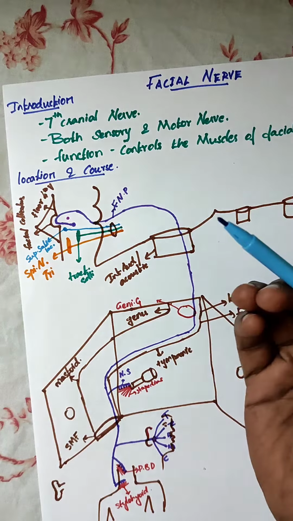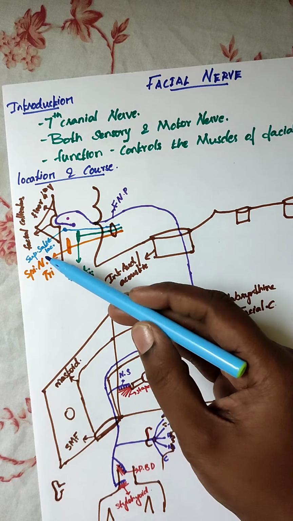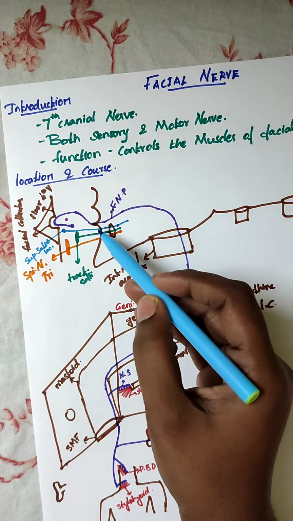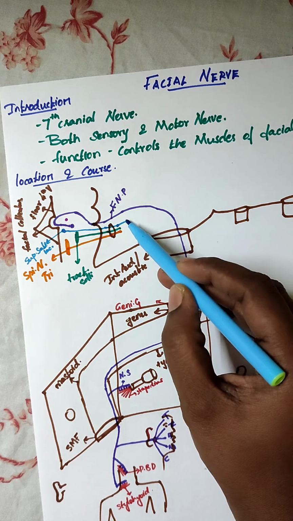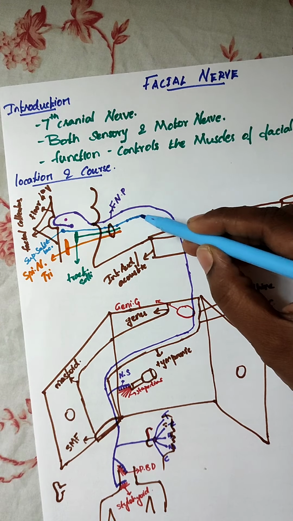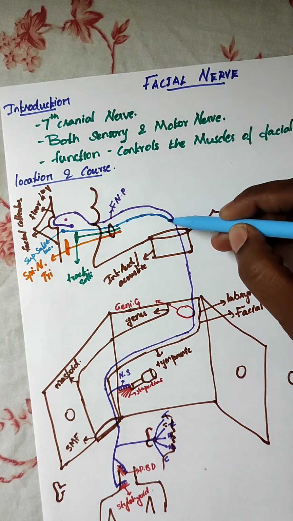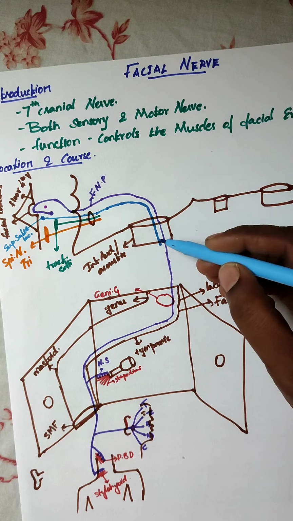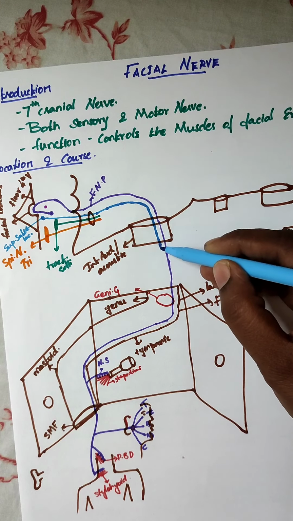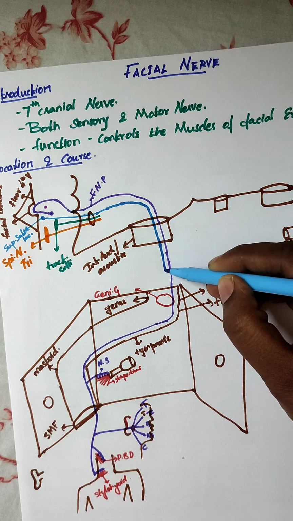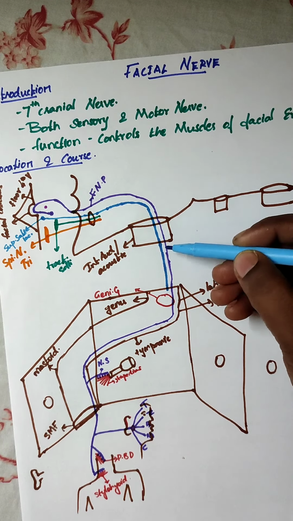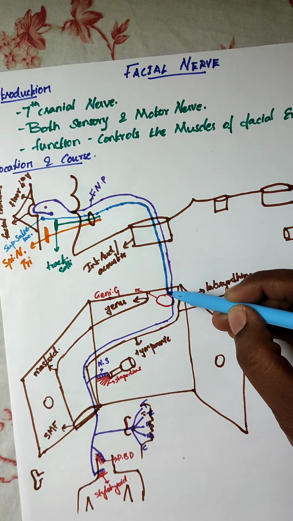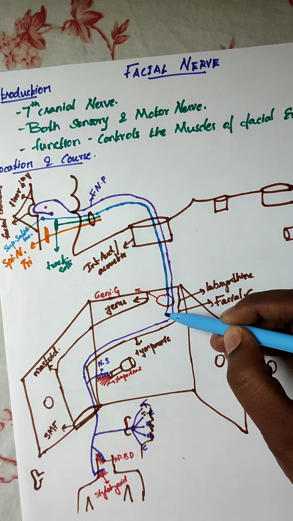Next comes the parasympathetic nerve fibers, from the superior salivary and lacrimal nuclei. The parasympathetic nerve fibers also exit from the brainstem, and exit from the cranial cavity through the internal auditory meatus, or internal acoustic meatus. The nerve fibers from the superior salivary nuclei go downward and enter into the facial canal.